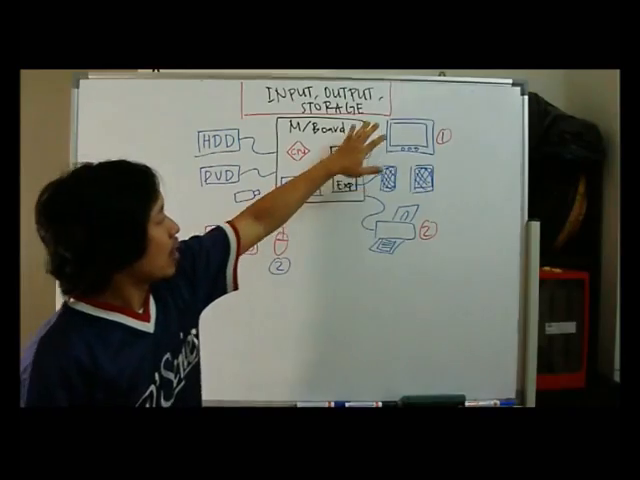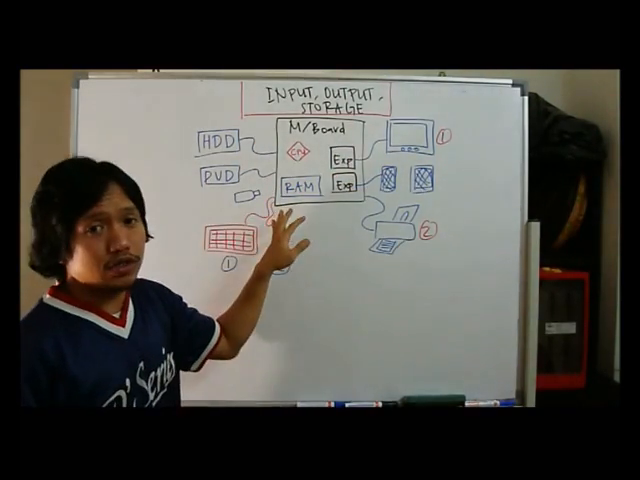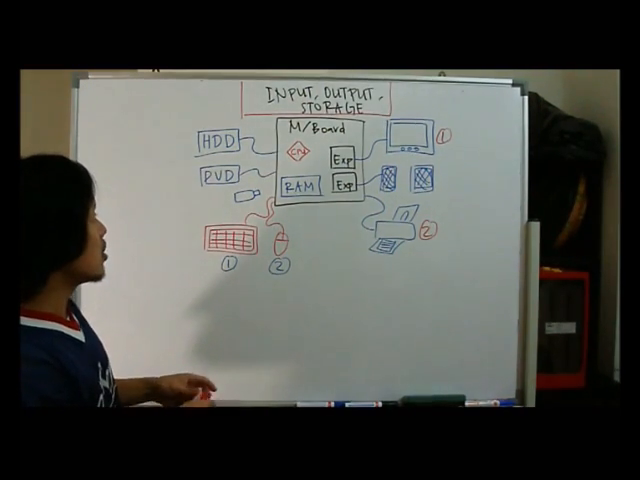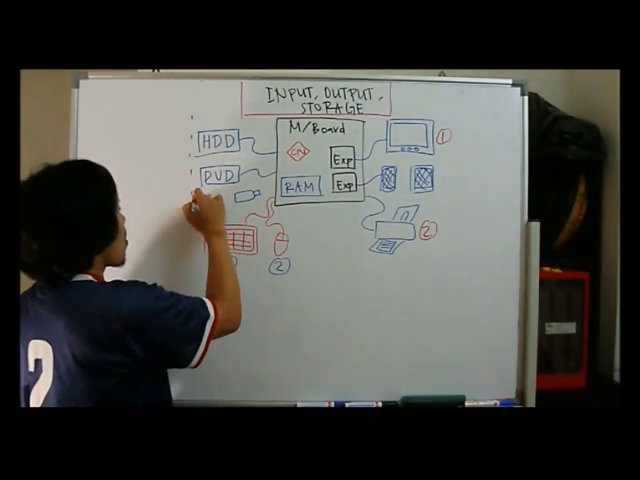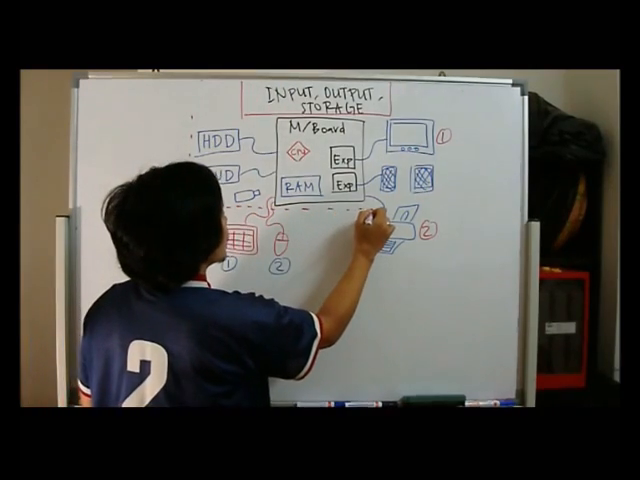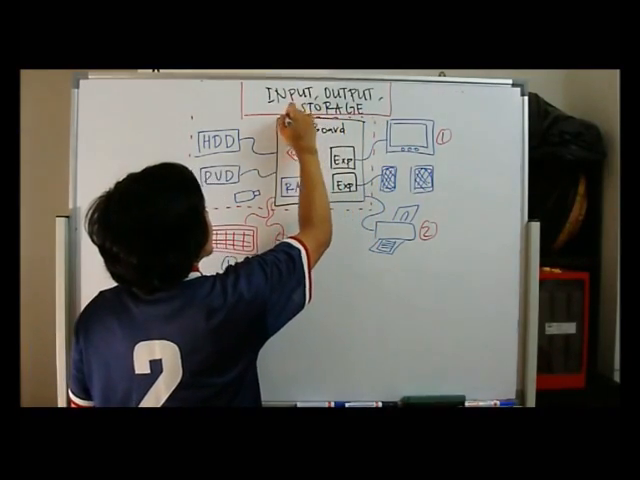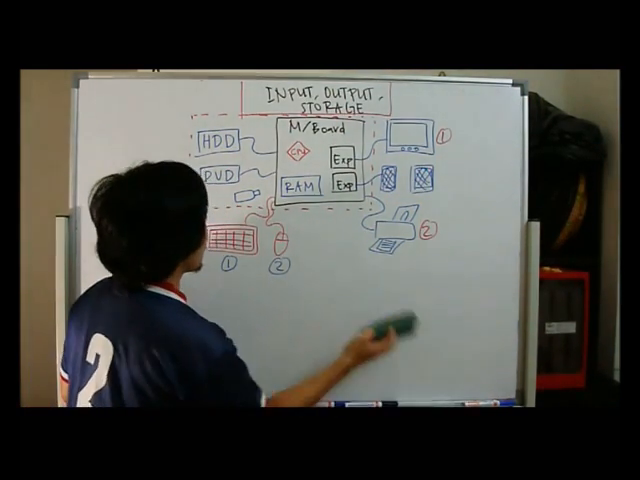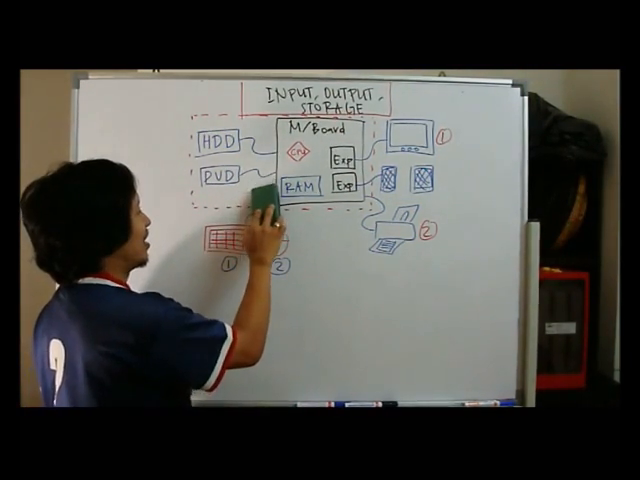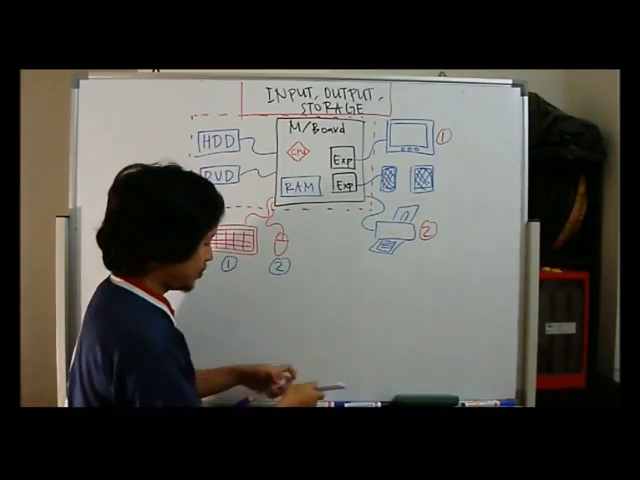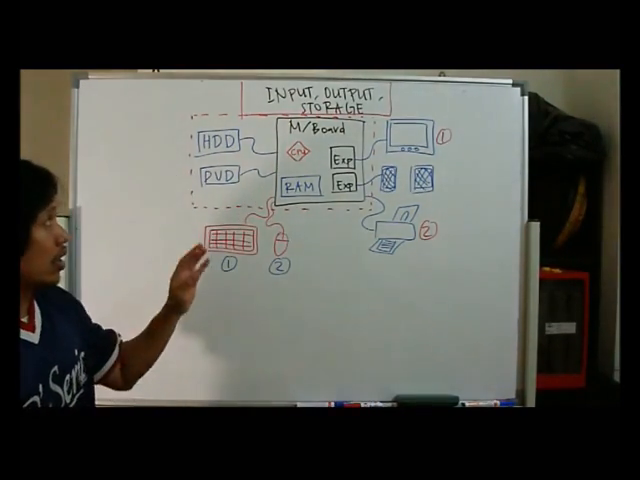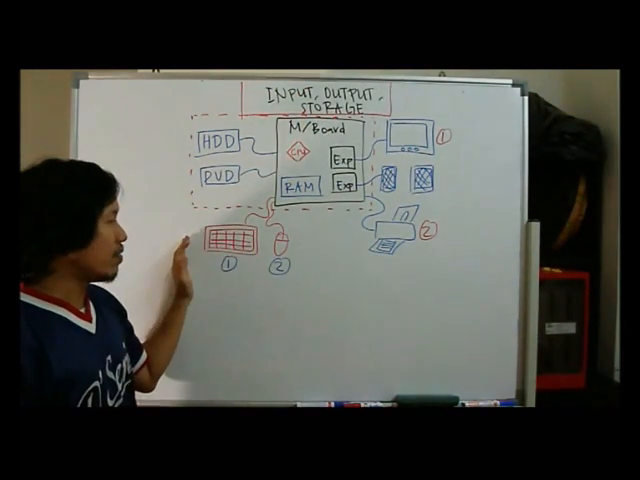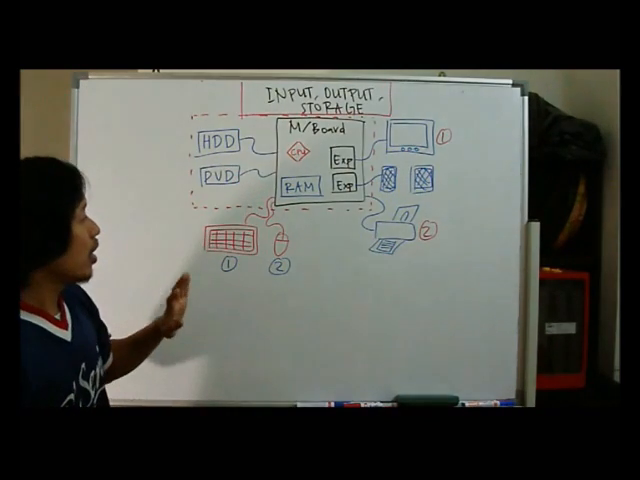Input, output, and storage of the computer, right? So again, I say these are the things which are inside the system unit. The rest are mainly outside. Oh, of course, this is outside as well. Now, the first input, output, or storage device that we'll focus on would be an input device called the keyboard.